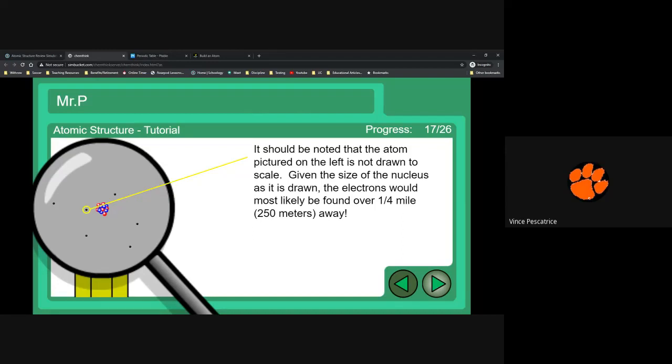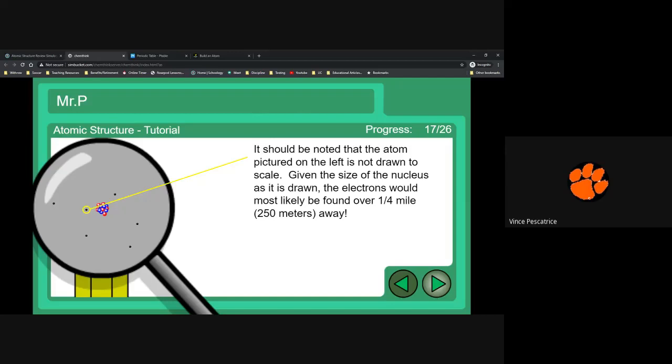So for example, think about Withrow. Think about where my class would normally be in Withrow, in that room. If that was the nucleus, if the center of the atom was my room at Withrow, the nearest electron would be out by I-71. So it'd be all the way out by the highway. So the electrons float around the atom, but they stay pretty far away from the nucleus.